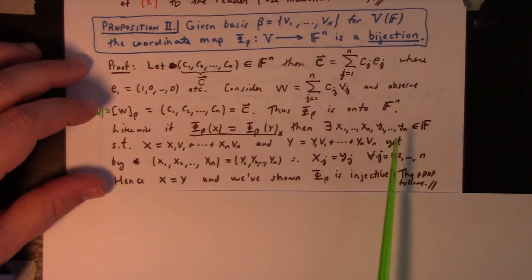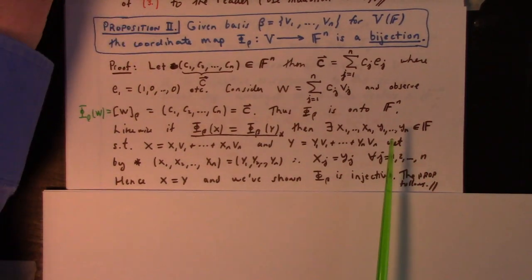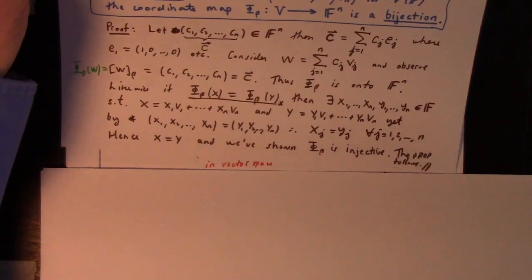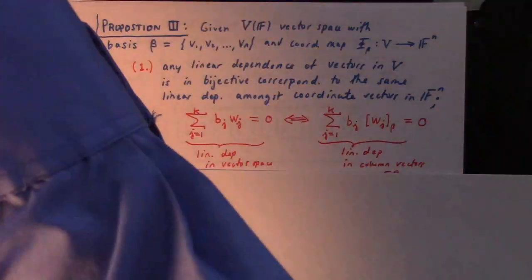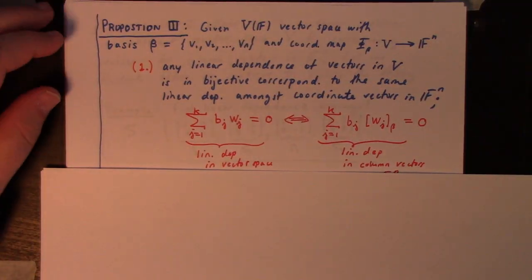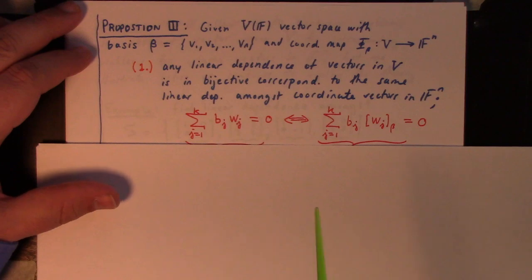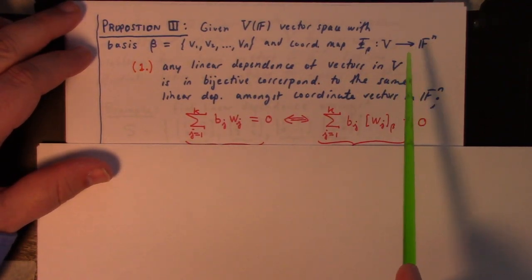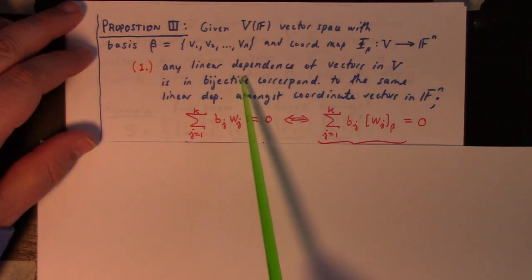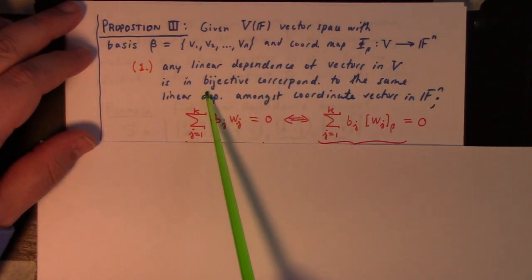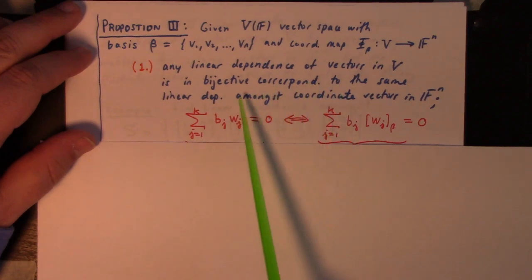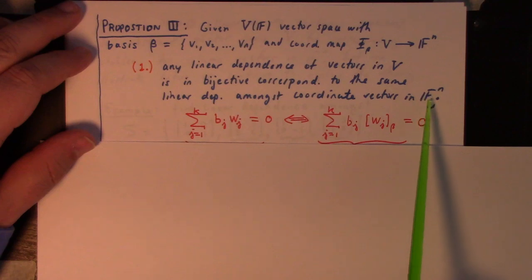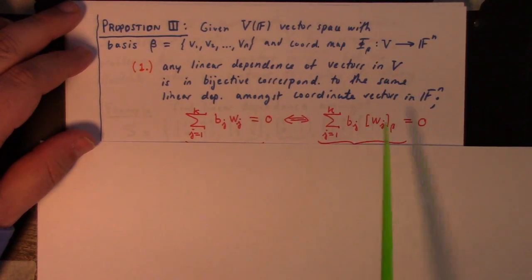So coordinate maps are bijections. That means that they're invertible. All right? So, proposition 3. Proposition 3 says that if we're given a vector space with basis beta and coordinate map phi beta going, as usual, point number 1: any linear dependence of vectors in V is in bijective correspondence to the same linear dependence amongst the coordinate vectors in F^n. And let me make good on this sentence with an equation.